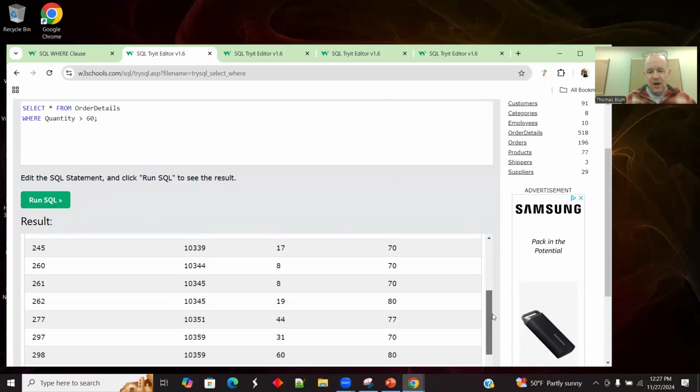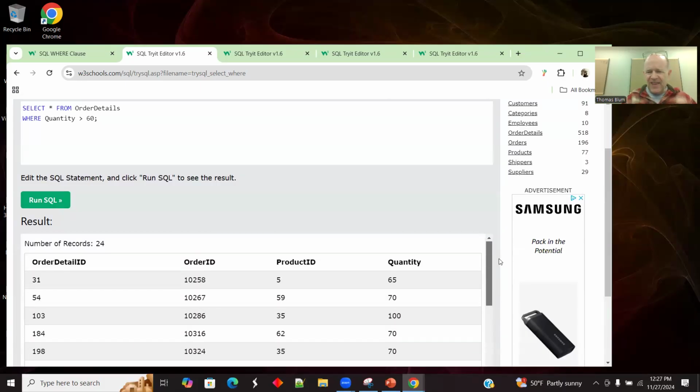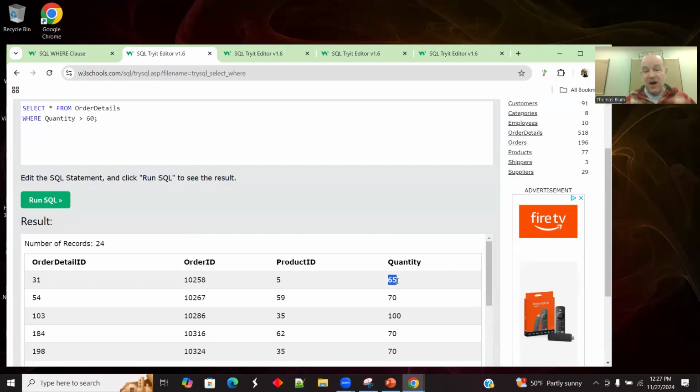Here are orders, and again it's order details. So it's a product. It's not the total number of items in an order, but a specific product within the order. That's what order detail is. And I'm only doing single table queries right now. So I've ordered 65 of product 5 in this order, 10258. Okay, there we go.